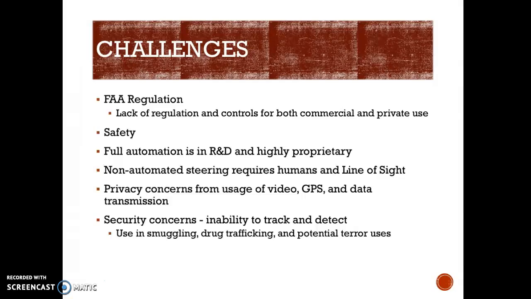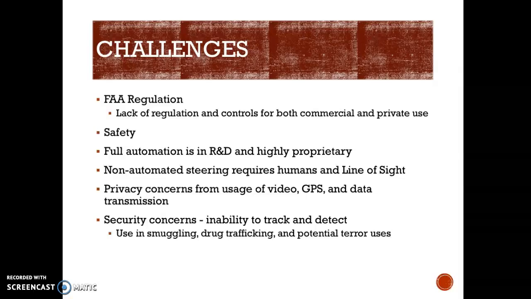There are also privacy concerns as well regarding the handling and usage of video and GPS data captured and transmitted by drones. Given the amount of information that will be captured, what do companies intend to do with it, and how will they protect this data?